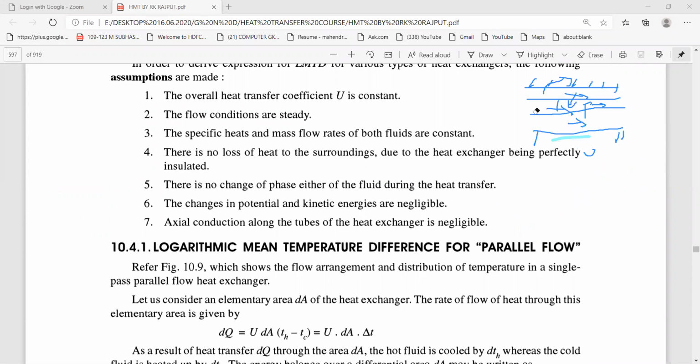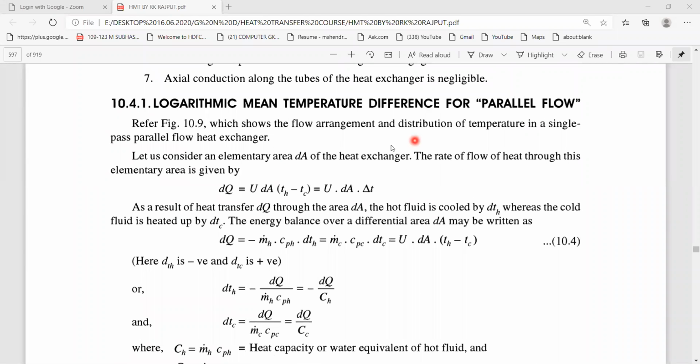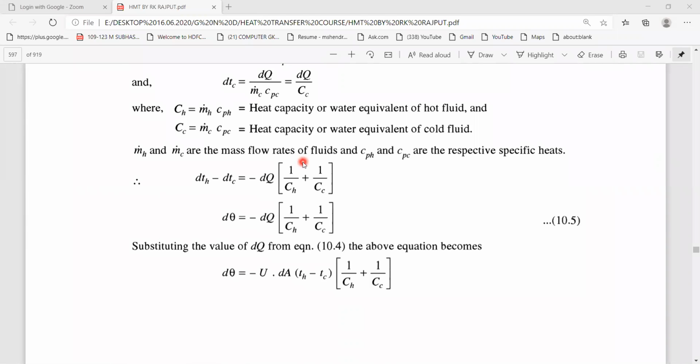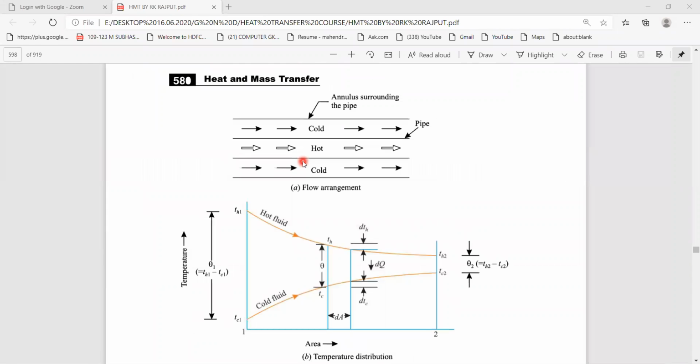Now we'll derive the equation for the LMTD of a parallel flow heat exchanger. This is a very important derivation. Let's analyze each and every step in detail: the logarithmic mean temperature difference for a parallel flow heat exchanger. Before going to the derivation, let's have a figure of a parallel flow heat exchanger and see how to draw the temperature variation curve for it.